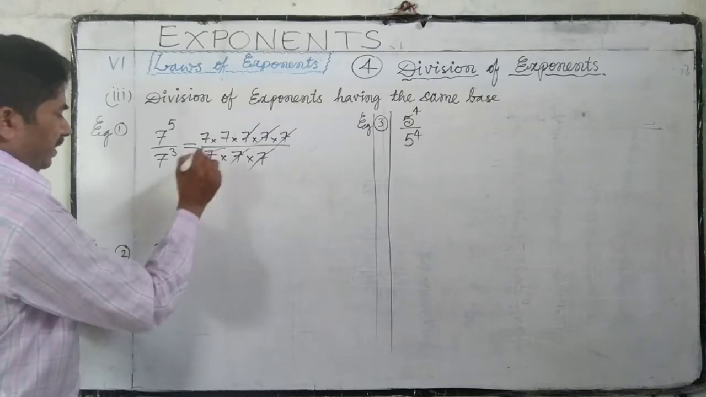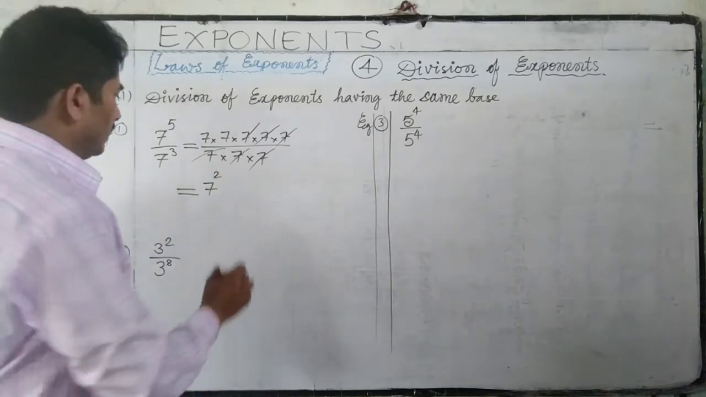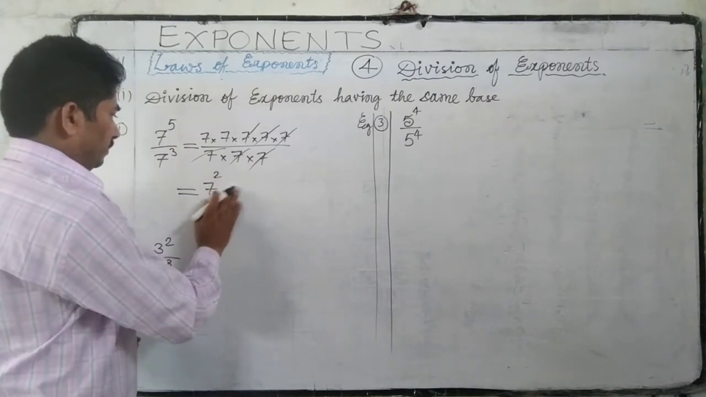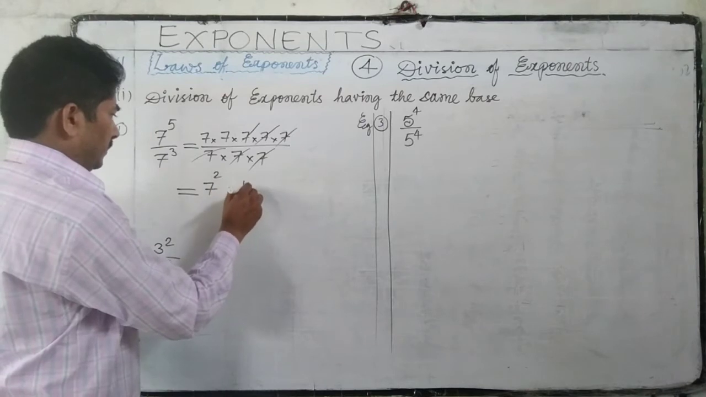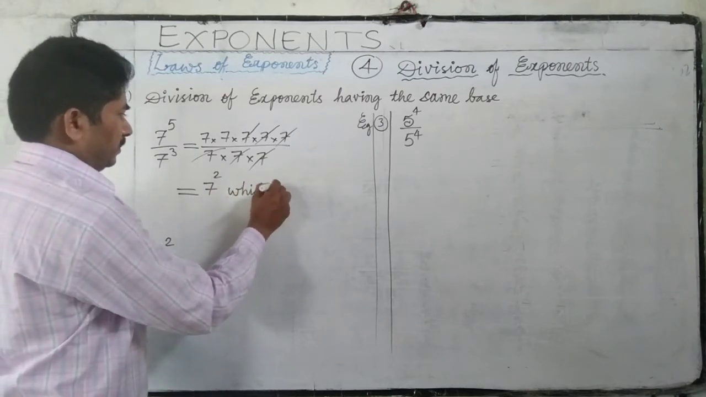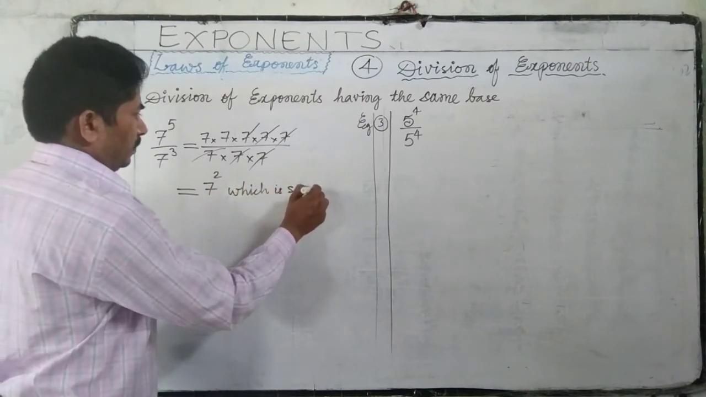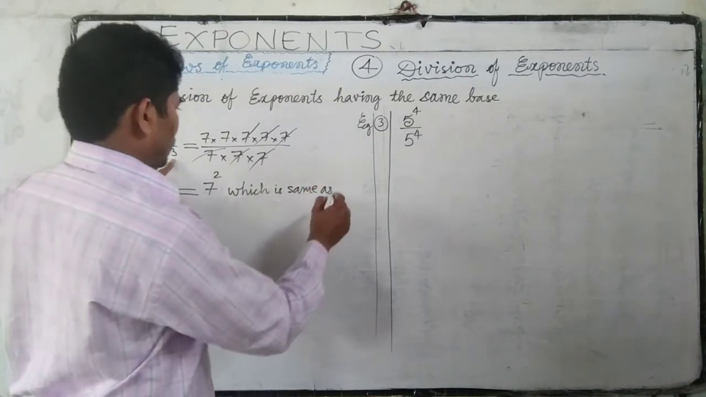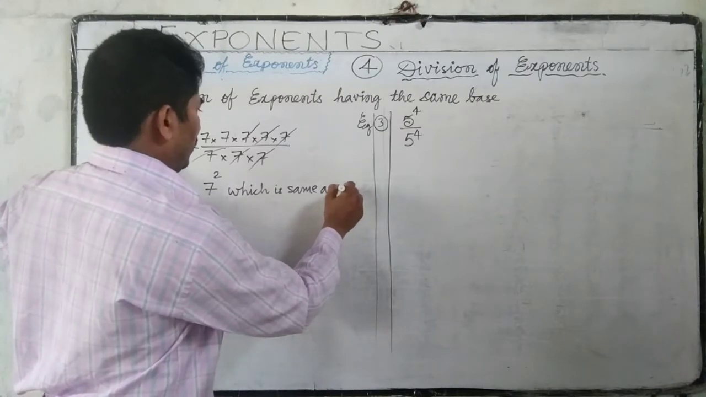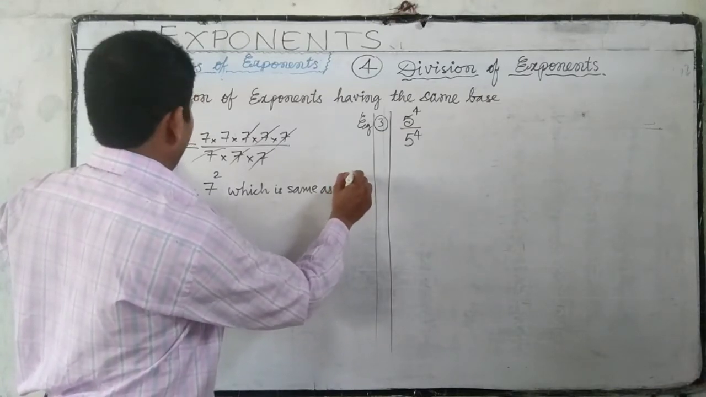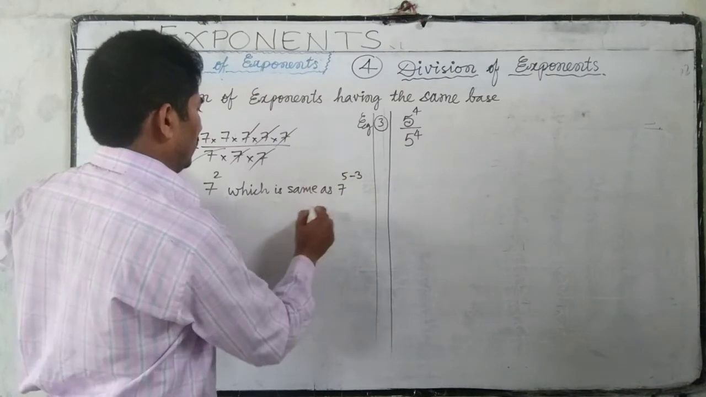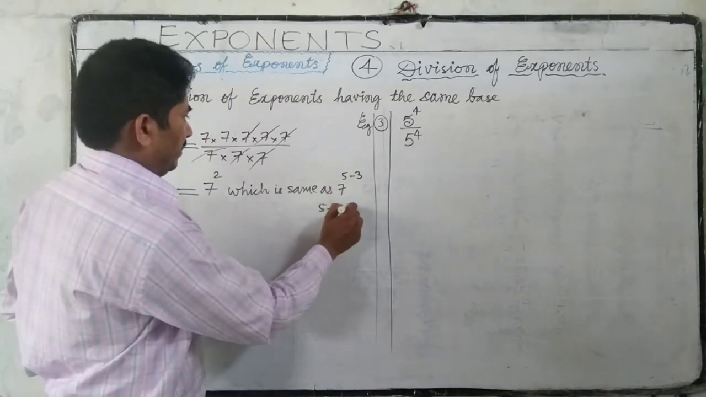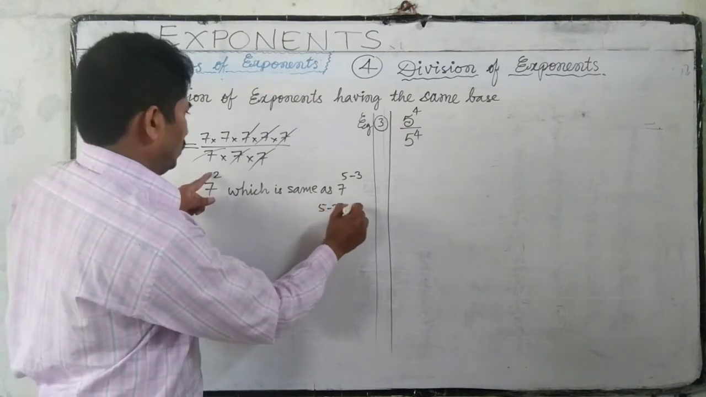7 square, which is the same as 7 to the power of 5 minus 3, because here we have 5 minus 3, we get 2.